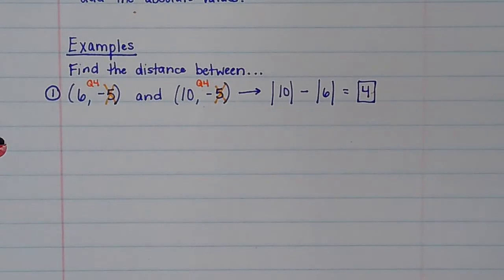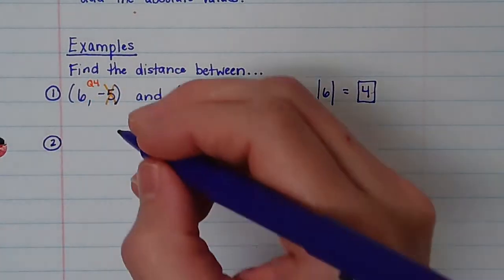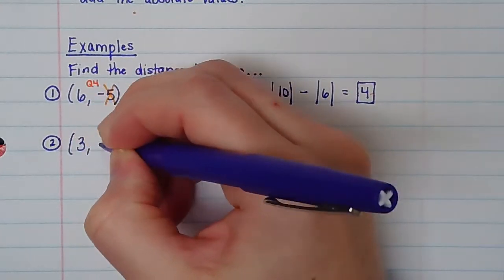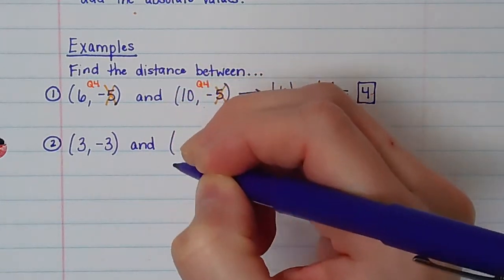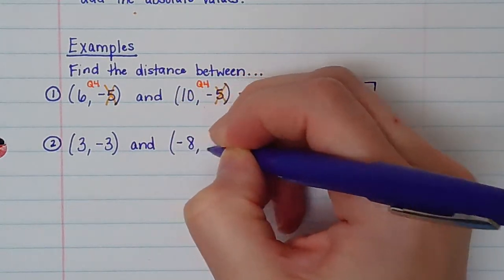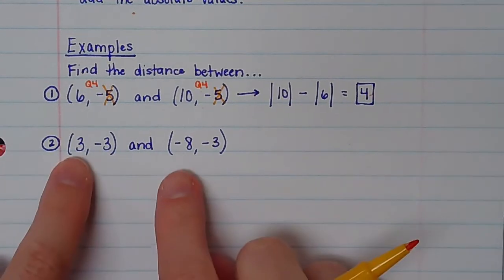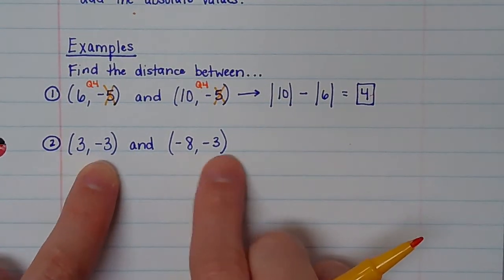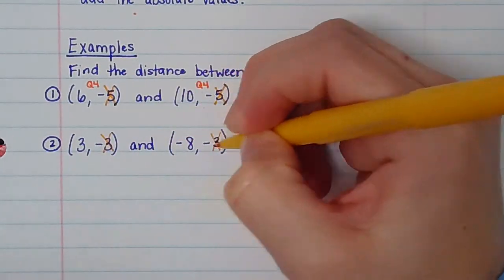All right, let's look at another one. This one we're going to say 3, -3, and -8, -3. Okay, so once again, let's go ahead and get rid of that number that I don't need at all. Okay, what number is the exact same and it's in the exact same spot? Well, here I've got 3, -8. Those aren't the same, but the second numbers are both -3. So I'm going to cross those off because I don't need them.